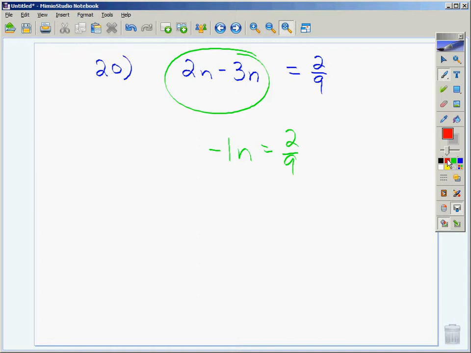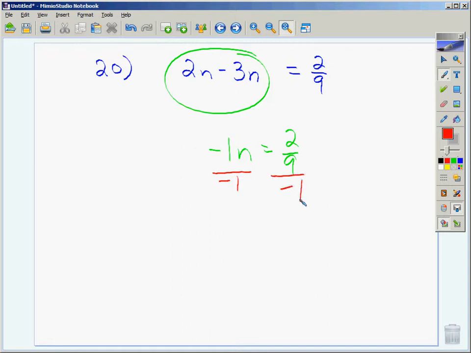N is being multiplied by a -1. Now, it's unique in this case. Because it's just a -1, there's two different ways I could solve this. I can multiply by a -1, or I can divide by a -1. Either is going to work.